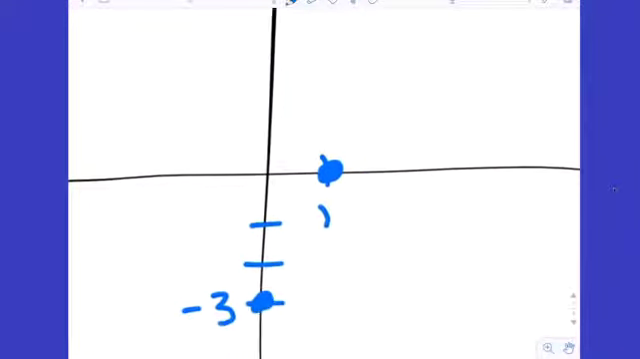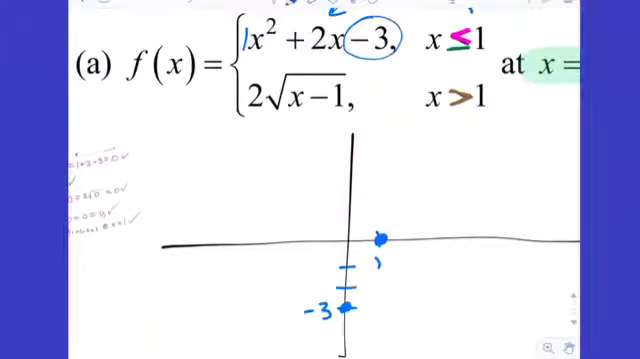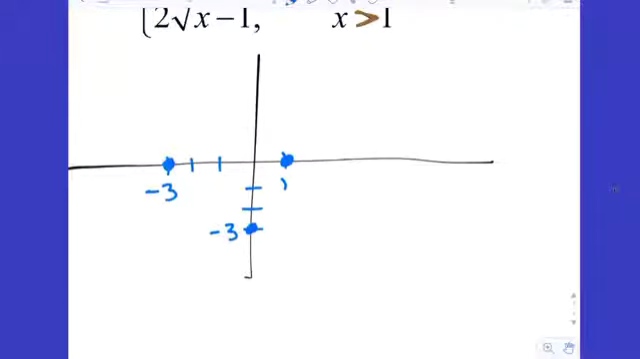Well, we already knew that 1 was one of them. The other one is at -3, -1, -2, -3. And what that does is it just helps you be a little bit more accurate with your graph. Now let's do one other point here.